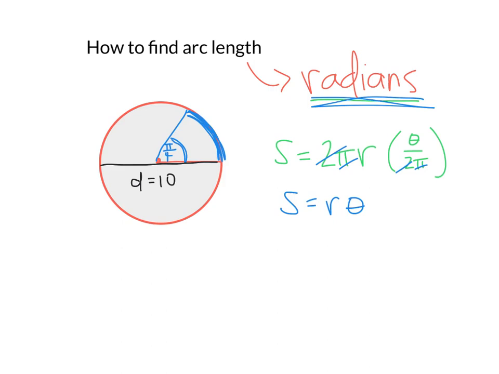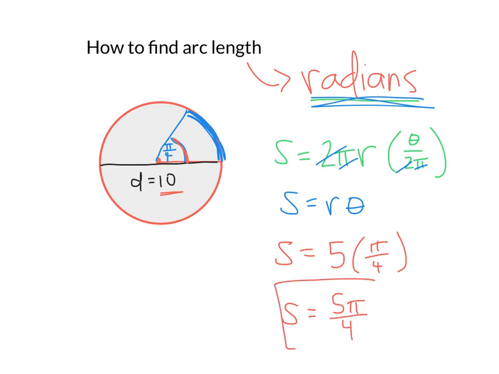So we're just going to plug in. In this case, because they gave me the entire diameter, I'm going to have to say that r is equal to half of the diameter, which is 5. And then theta is my central angle, which is right here. So that's pi over 4. And so I could simplify that by saying 5 pi over 4 is the length of this arc.